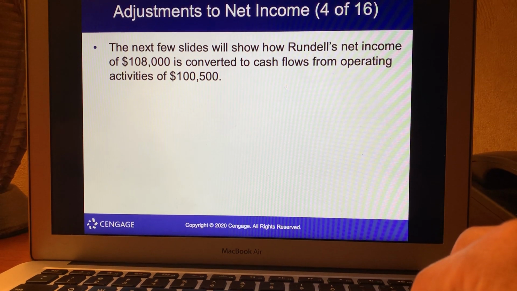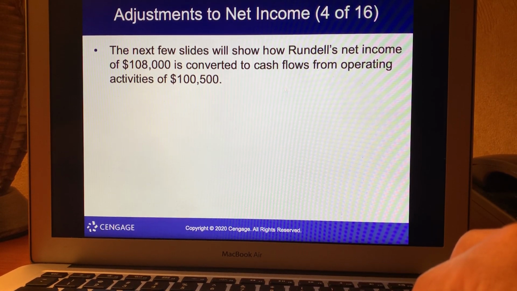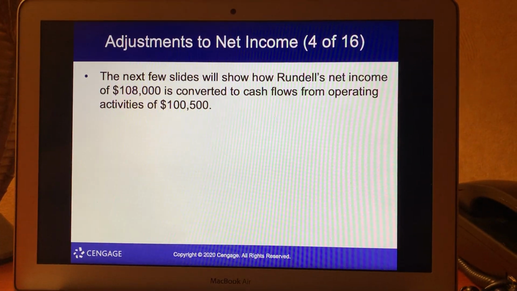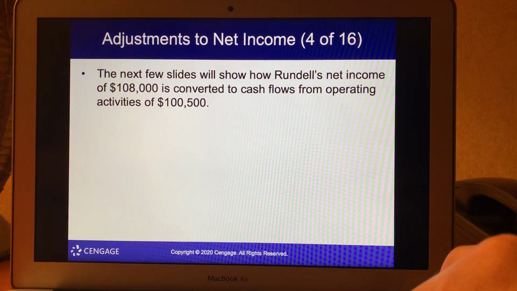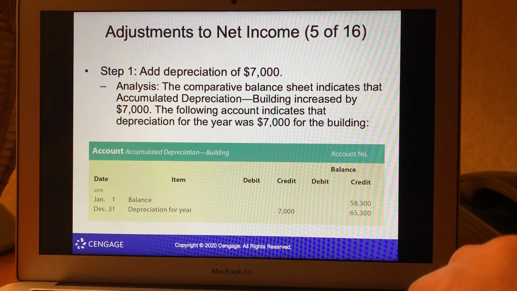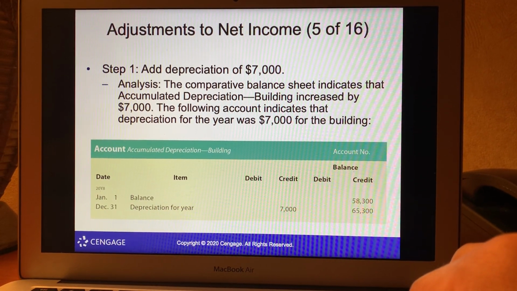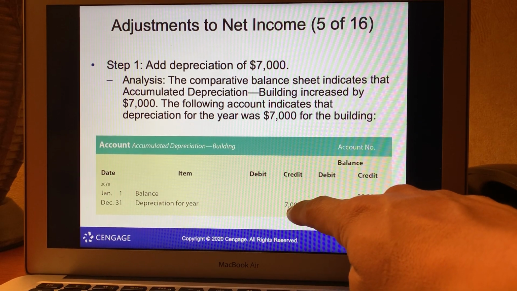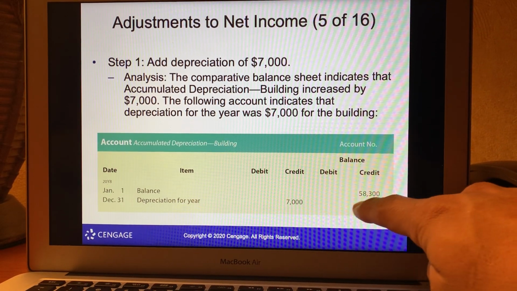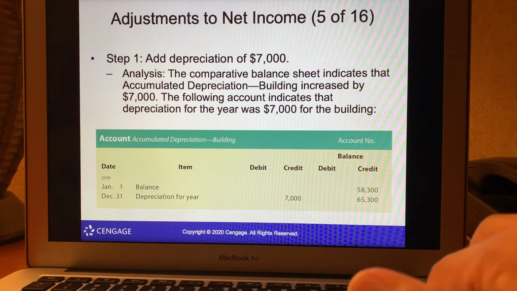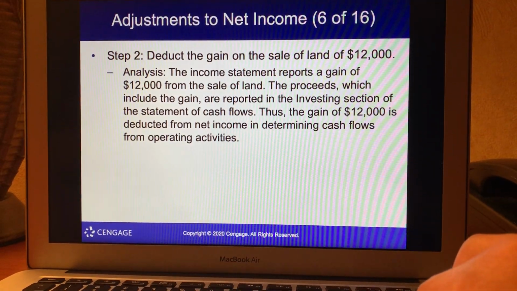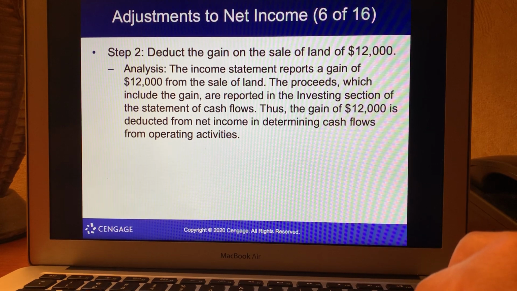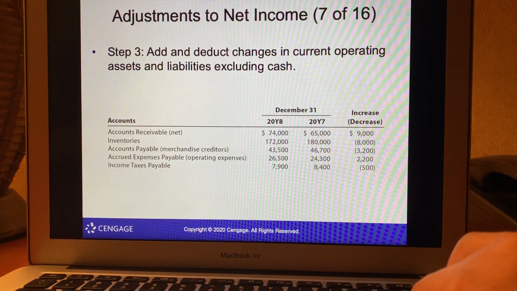The next few slides will show how Rundell's net income of 108 is converted to cash flows from operating activities of 100,500. So here we go. Add depreciation of 7,000. So we had a credit balance, then we credit another 7,000 depreciation for the year. So it takes us up to 65,300. So that was step 1. Step 2, deduct the gain on sale of land. Okay, deduct on sale of land.